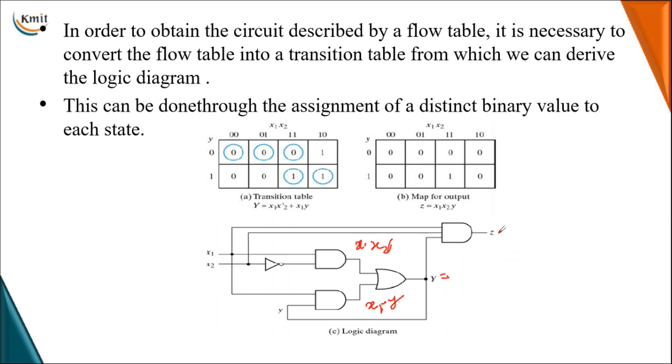Whereas z is the output, which is an AND term. So it will be AND of your variables x1 into x2 into your present state y, as well as your present state, the feedback which comes from your circuit, which will be small y, is considered to obtain your z output. So z is an AND term which is x1 into x2 into y.